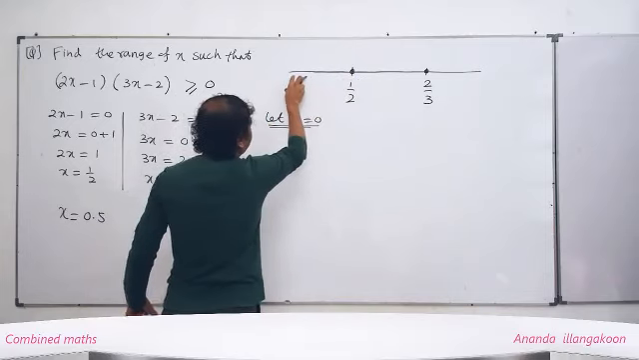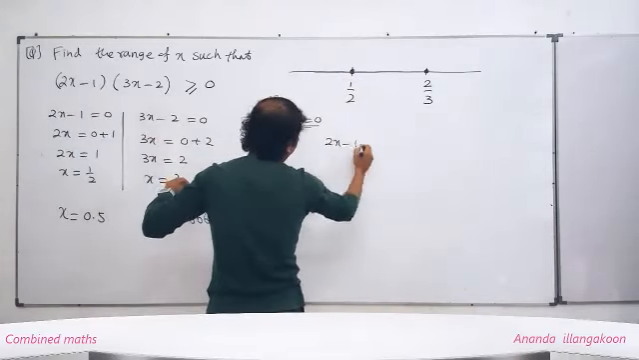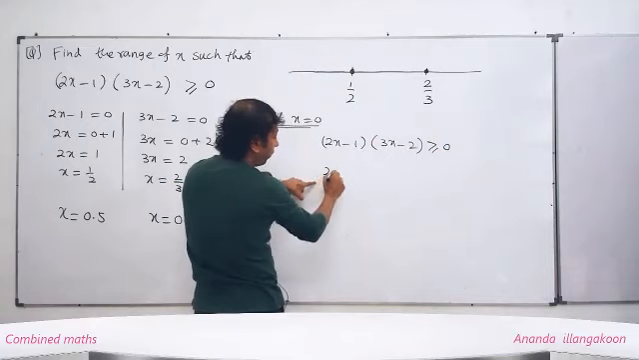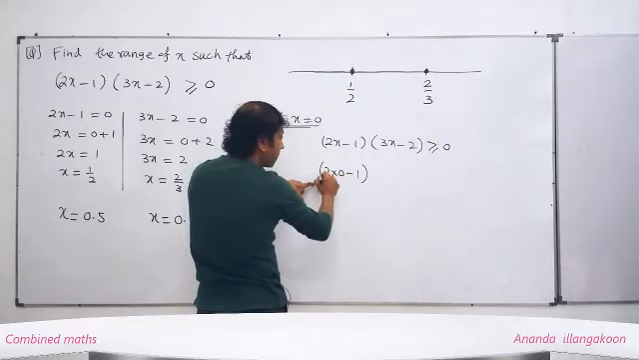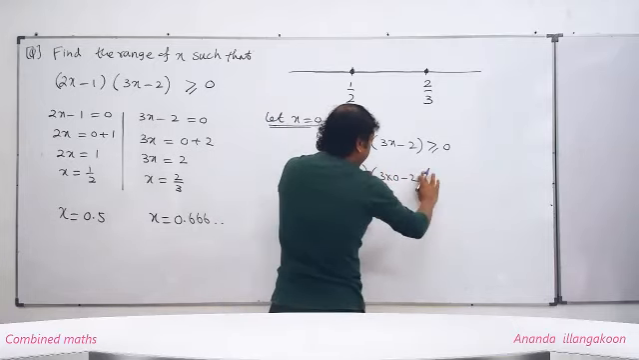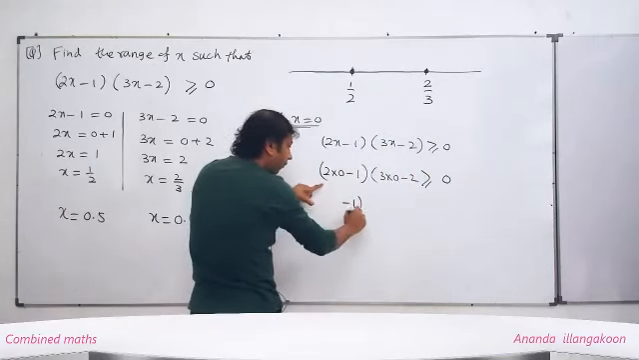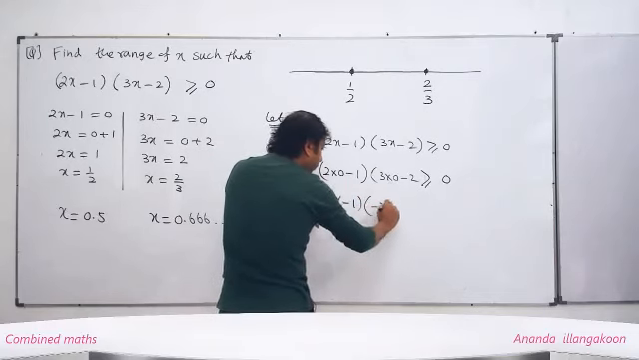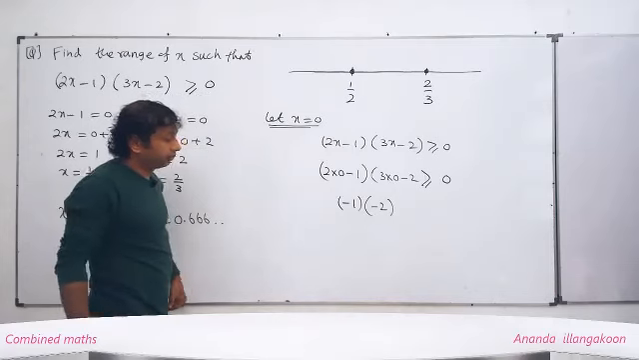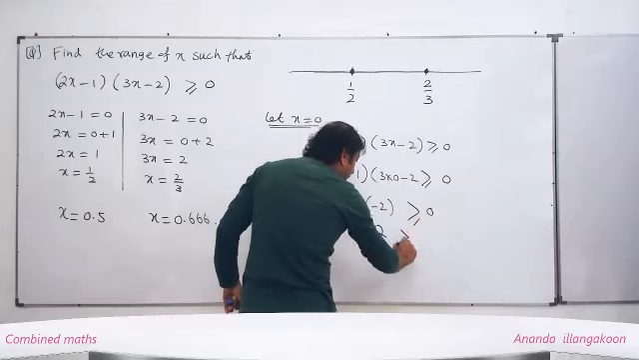0 is in this interval, right? Put that 0 here and here. (2x minus 1)(3x minus 2) greater than or equal to 0? Put 0. 2 multiplied by 0 minus 1. 3 multiplied by 0 minus 2. Right? Here we have greater than or equal to 0. 2 into 0 is 0. This is minus 1. Here minus 2. Minus 1 times minus 2 is plus 2. Greater than or equal to 0.